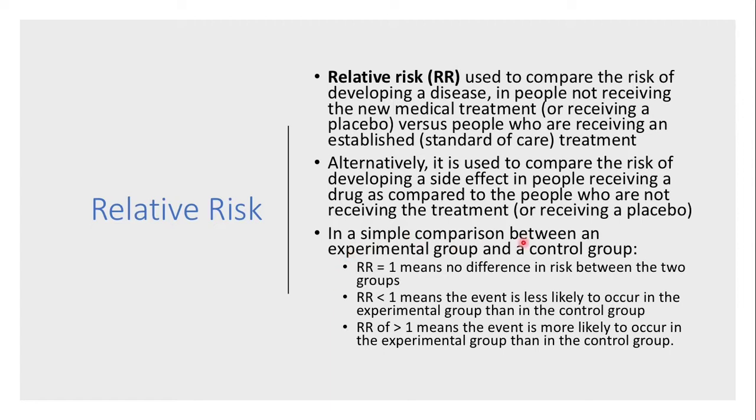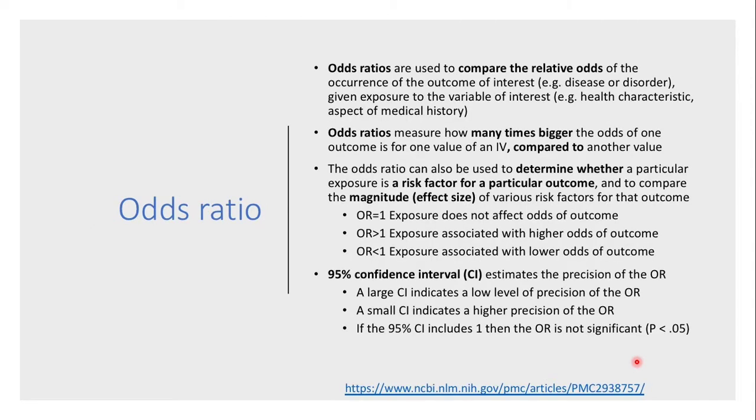A simple comparison between, say, an experimental and a control group that reports relative risks is this: a relative risk of 1 means there's no difference in risk between the two groups. If the risk is less than 1, the event is less likely to occur in the experimental group compared to the control group. And if it's greater than 1, the event is more likely to occur than in the control group.